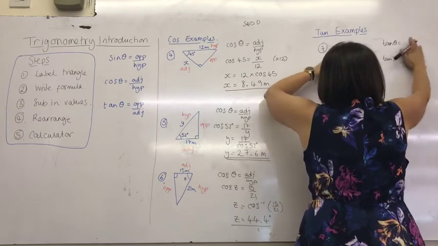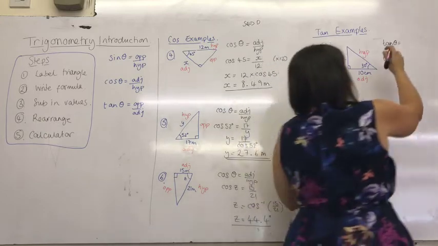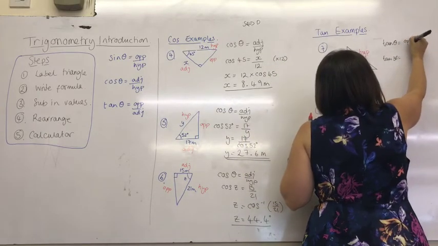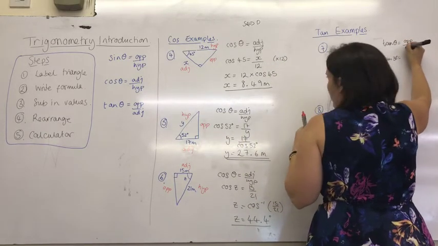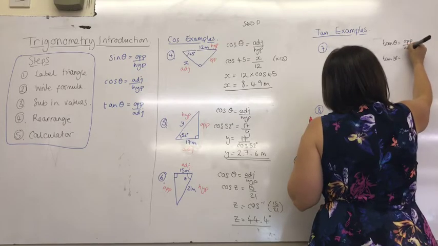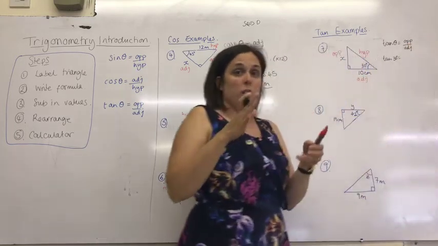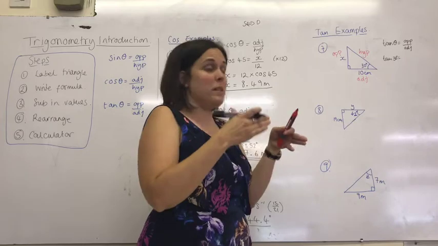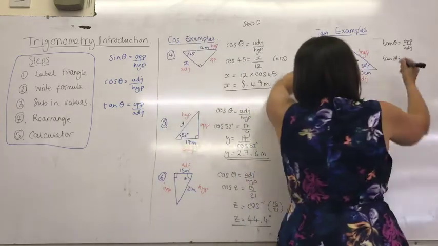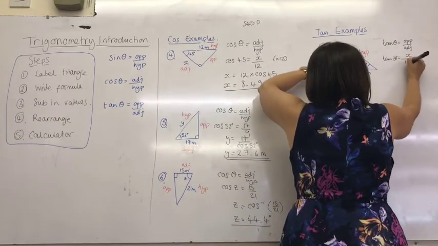Oh, what am I doing? Sorry, totally wrong formula, I apologise. Tan theta is opposite over adjacent. Okay, so make sure you've got the right formula. So tan is opposite over adjacent. So opposite is x, adjacent is 10.